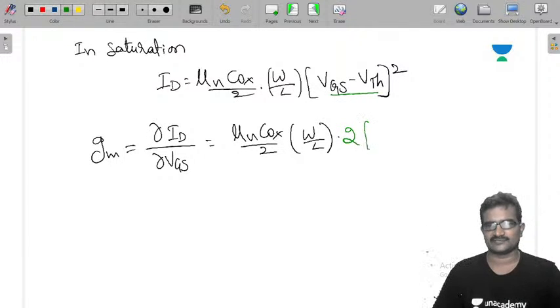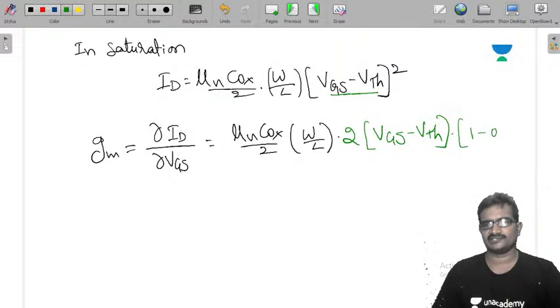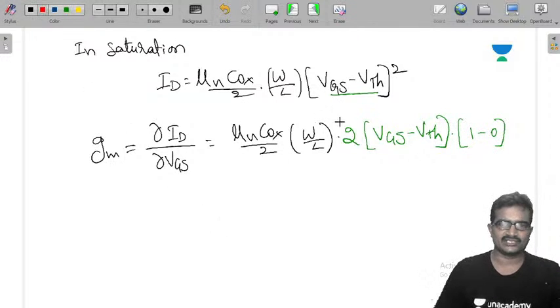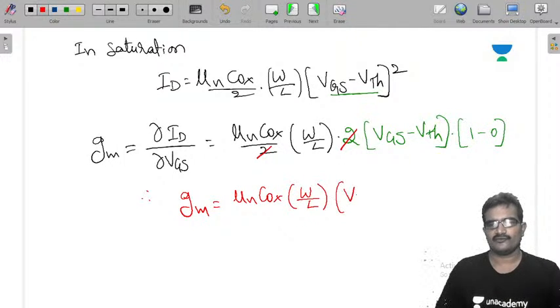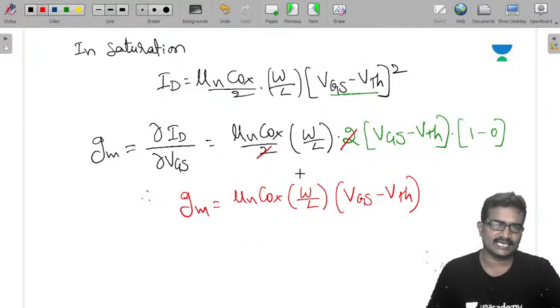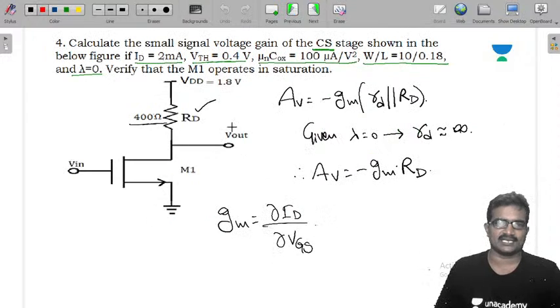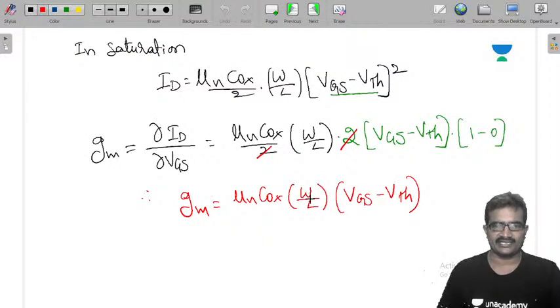So 2 times (VGS minus VTH) into (1 minus 0). Now this 2 gets cancelled. Therefore gm is mu n into COX into W by L into (VGS minus VTH). And here they have given the ID value, you observed or not, they given ID value 2 milliamperes. Now we need to get everything in terms of ID.